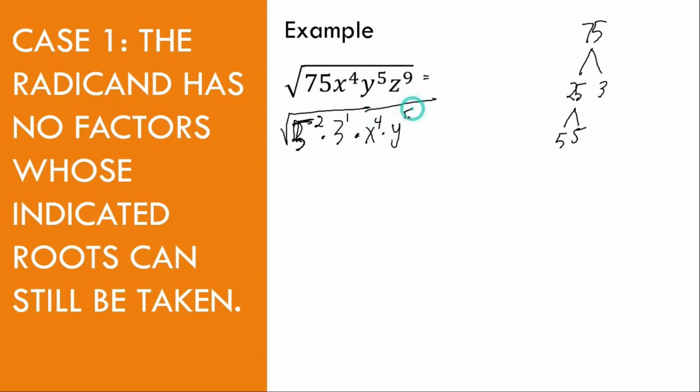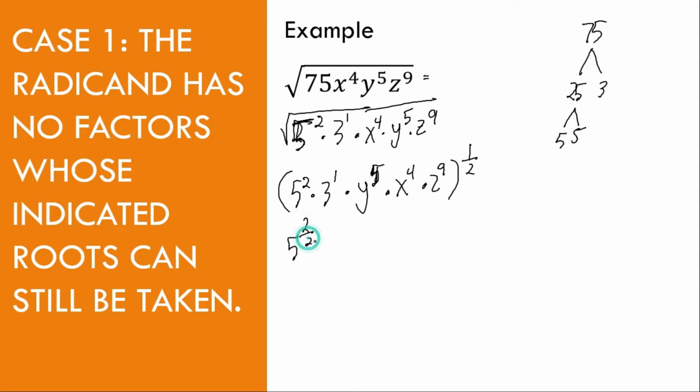Write lang natin yung natitirang variables. Y raised to 5, z raised to 9. Okay, after that, transform na natin sa rational exponent. Rational expression. Y raised to 5 pala to dapat, no? Times x raised to 4. Napabaligtad ko na sila, pero don't worry about that. Raised to 1/2. Then after that, distribute lang natin yung ating exponent.